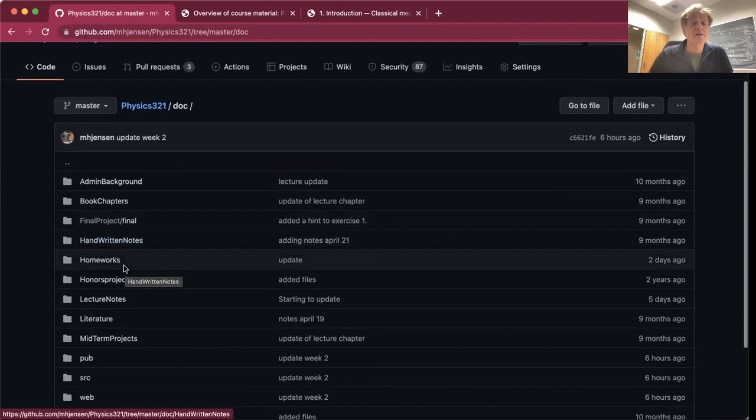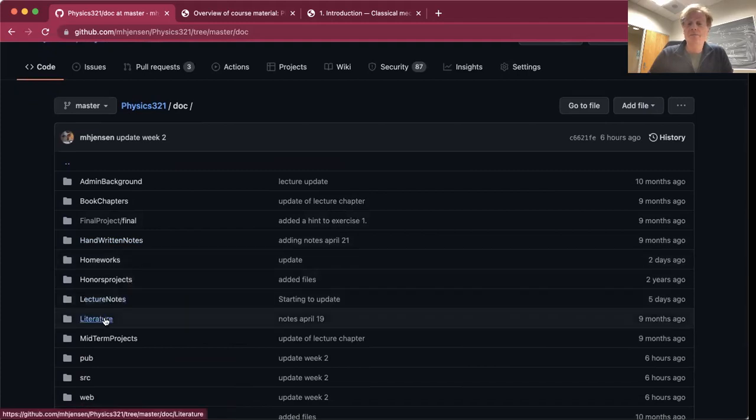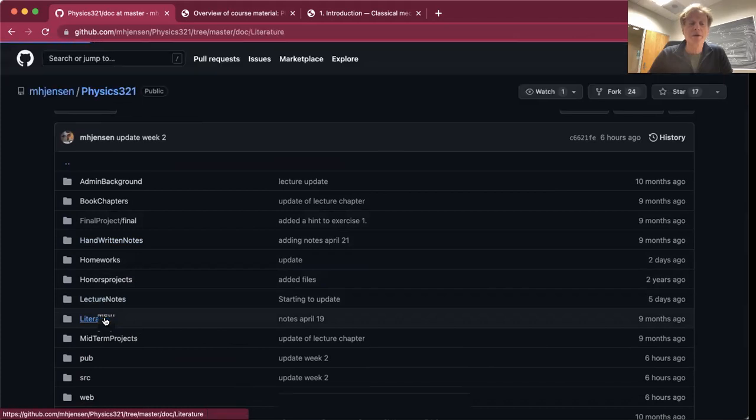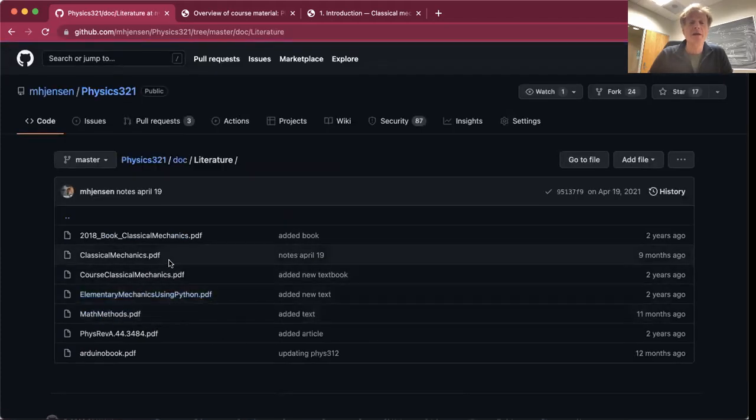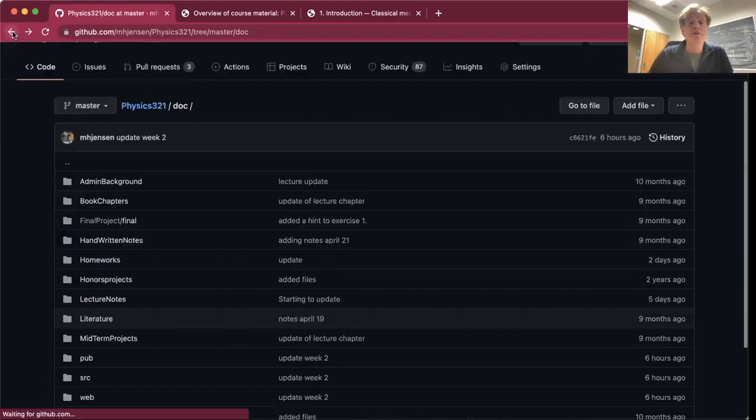You will find the textbooks which we're going to use. On the literature page, you will find a selection of textbooks. We are coming back to those a little bit later. The main textbook is a textbook by Taylor, and there is a PDF version here of that specific textbook. So you will find a lot of information here.